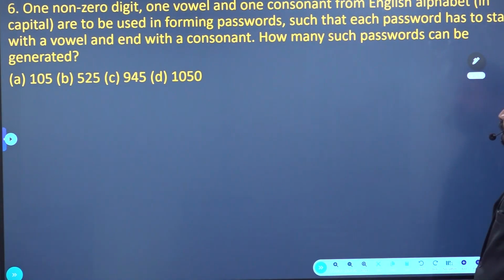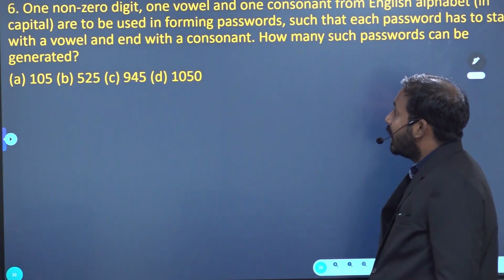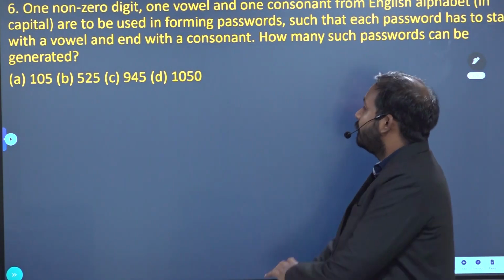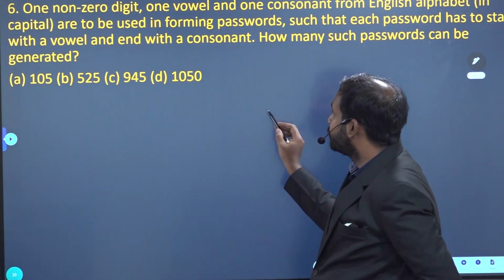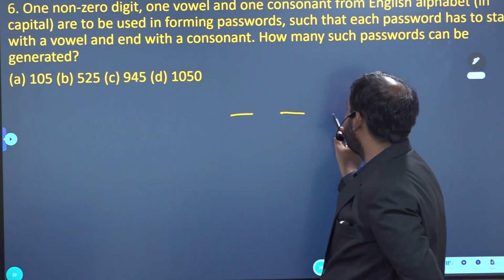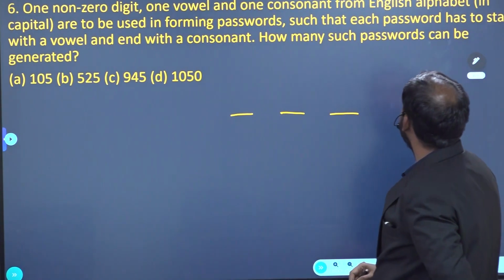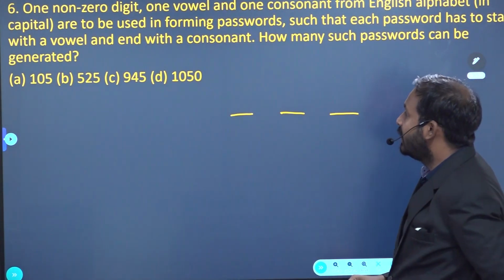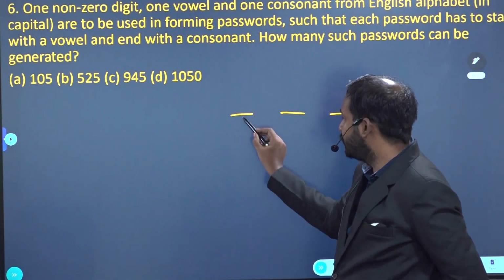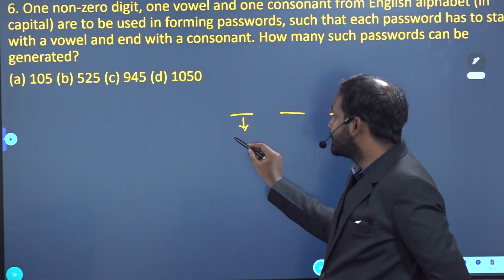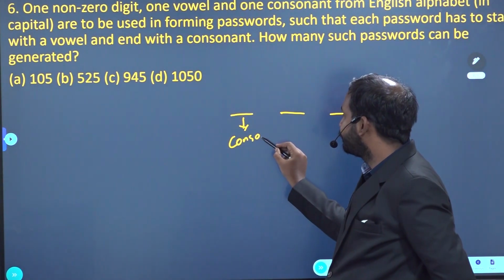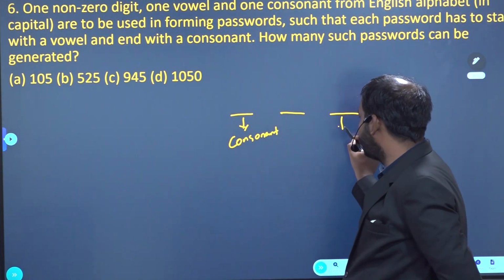One non-zero digit, one vowel and one consonant from the English alphabet are to be used for forming a password, such that each password has to start with a vowel and end with a consonant. So each password should start with a consonant and end with a vowel.